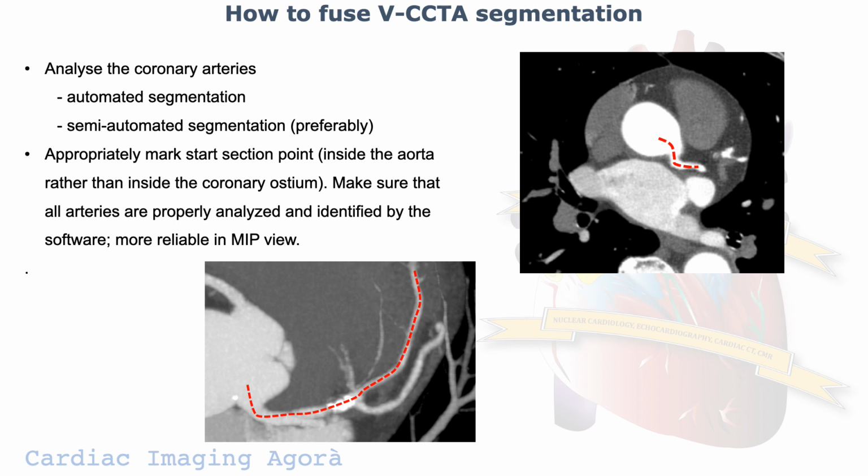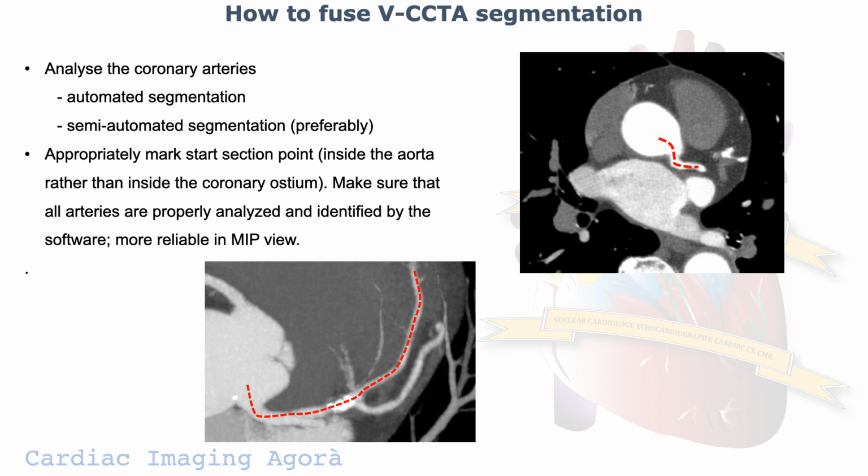If you do it semi-automatically, you should select several points along the path of the coronary arteries, starting with your start point, which should always be rather inside the aorta, closer to the coronary ostium. Make sure here that all arteries are properly analyzed and identified by the software.